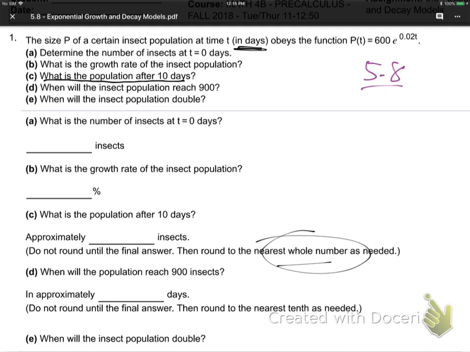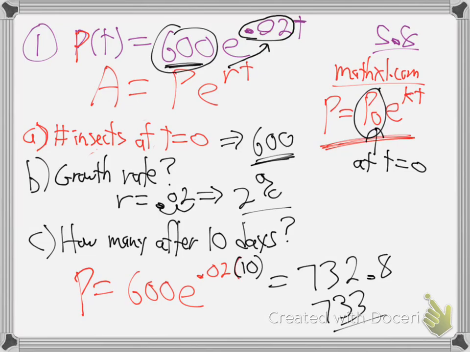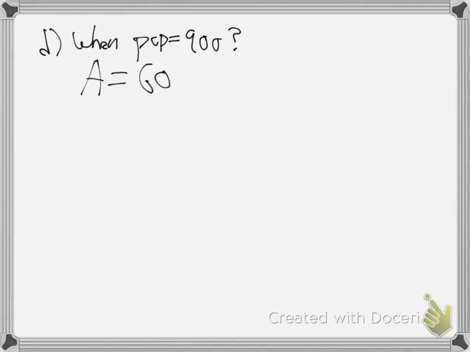All right. When will the insect population reach 900? Okay, let's answer that. When is the population 900? Let me bring over the formula. A equals 600 e to the 0.02 t, right? So how can we find when there are going to be 900 bugs? We're looking for t. So what are we going to do to solve that question?